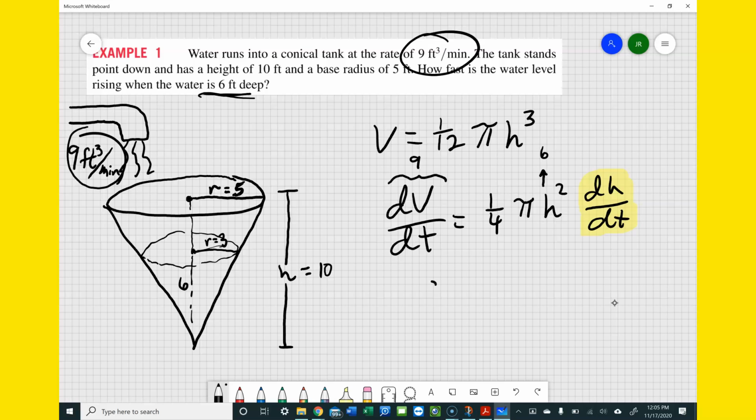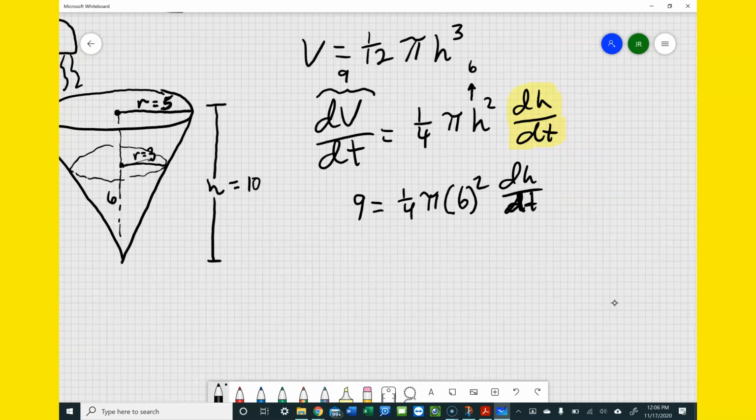So just plug those numbers in. 9 equals 1/4 pi times 6 squared dH dt. And now I'm solving for dH dt. I'm getting dH dt by itself. So let's see, that's going to be 36. And 36 reduces with the 4 and becomes a 9. So I've got 9 equals 9 pi dH dt.